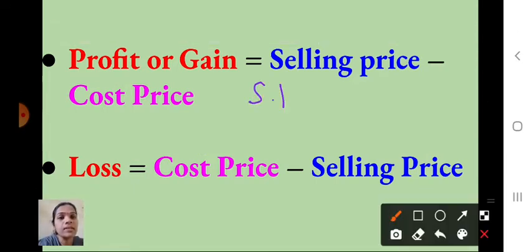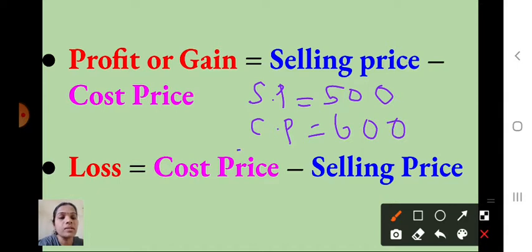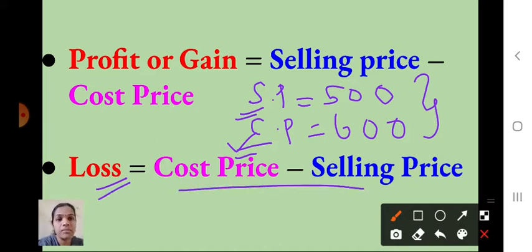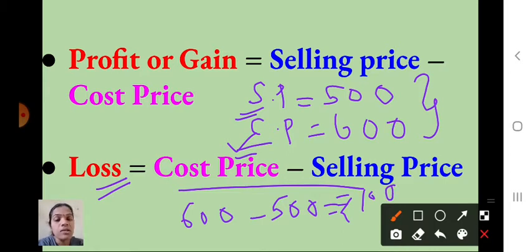Selling price is 500 rupees and cost price is 600 rupees. See here, cost price is 600, selling price is 500. So here selling price is less than the cost price, so there is a loss. That means cost price minus selling price, that means 600 minus 500. So loss is rupees 100. Understood children? So I hope if I give cost price and selling price, you can find profit or loss. Shall I go to the next one now?